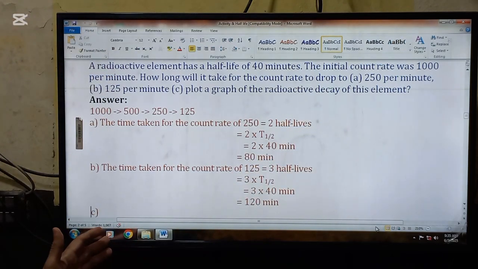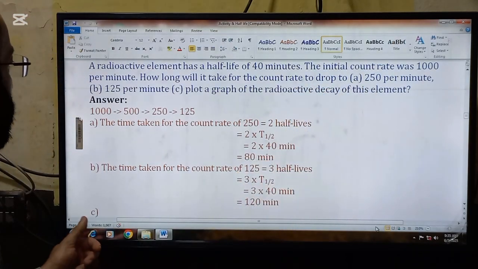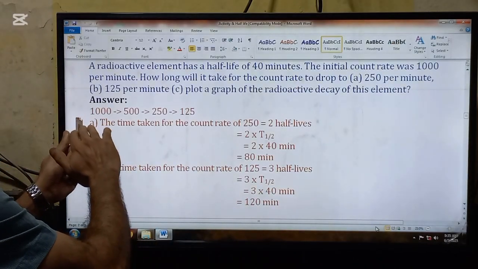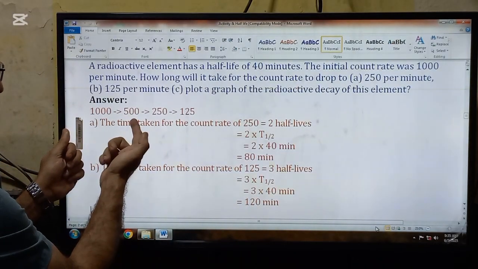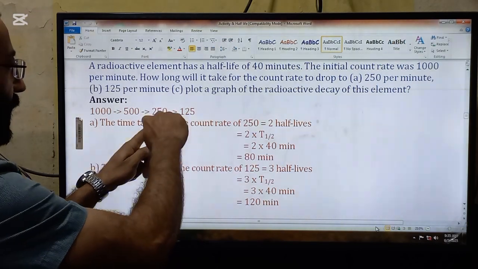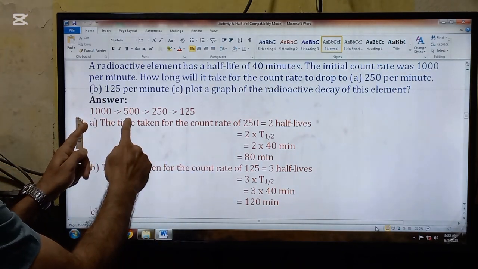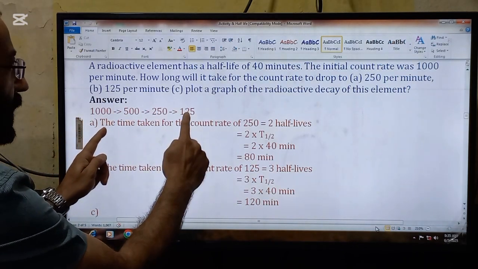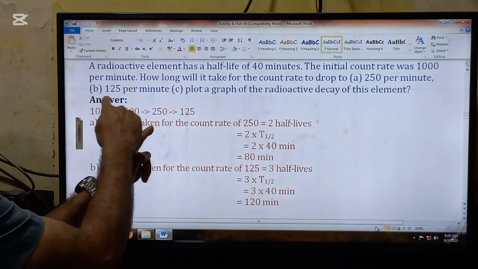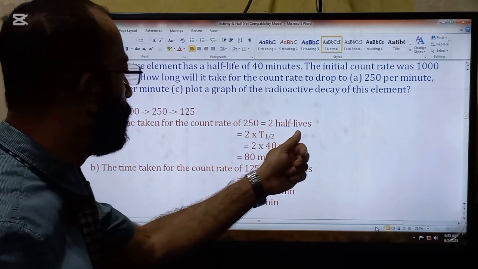Okay, first we are required to find how long it will take for the count rate to drop to 250. So look now, the initial count rate was given as 1000. In one half-life that will be 500. In another half-life it will be 250. In another half-life it will be 125. So up to this is one half-life, then 2 half-lives, then 3 half-lives. So it means when the count rate is 250, it has taken 2 half-lives.